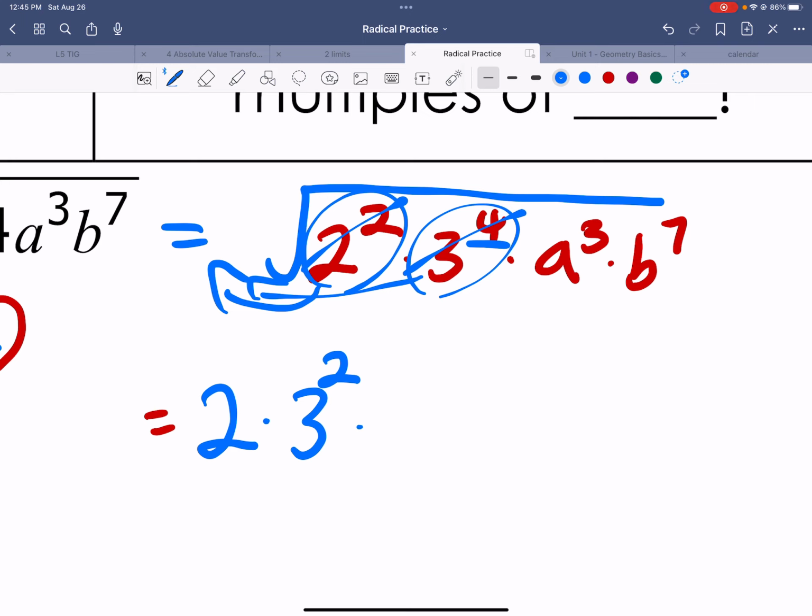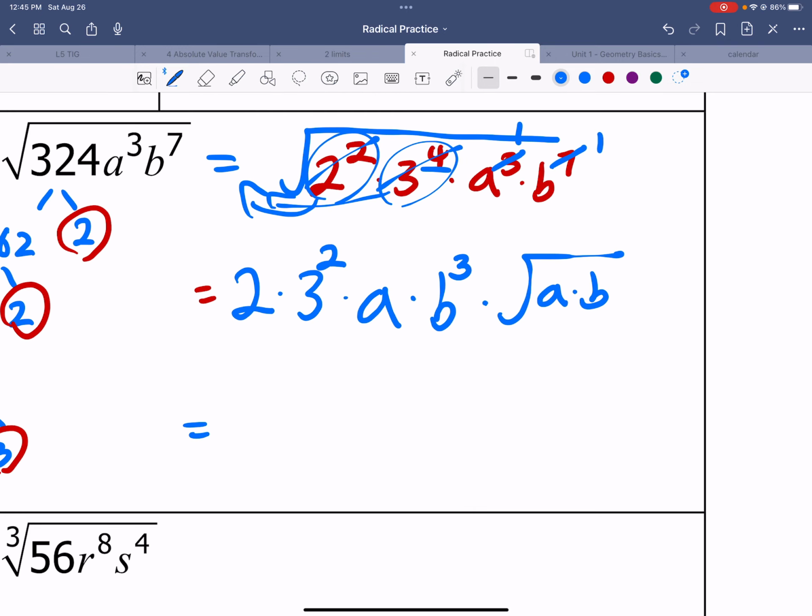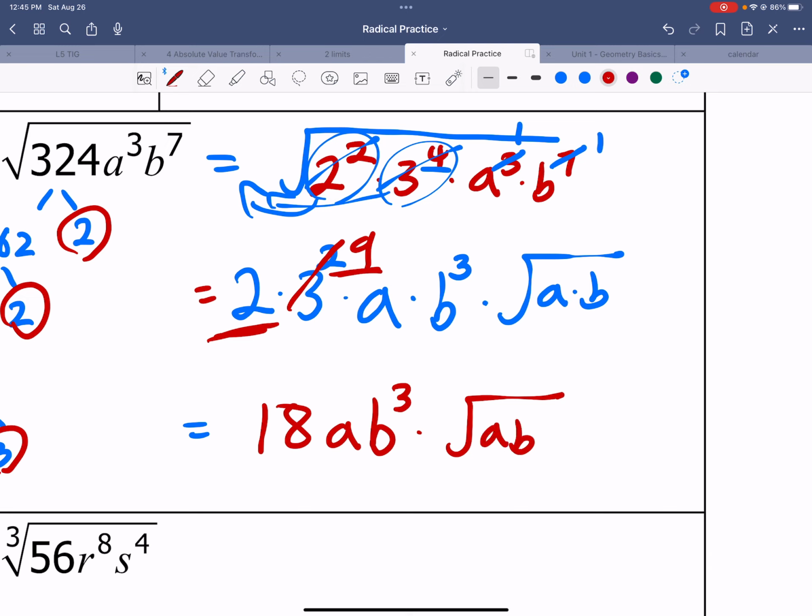What about A? Looks like I can take out only once, because if I take out once, I will still have 1 left over. B, since I have 7 B's, I can take it out 3 times and I will still have 1 left over. So instead of square root, I have A times B. Alright, let's simplify it. 3 squared, that's equal to 9. So 2 times 9 is equal to 18. A, B to the 3rd power times AB. Or you can put times here if you want to, but whatever.